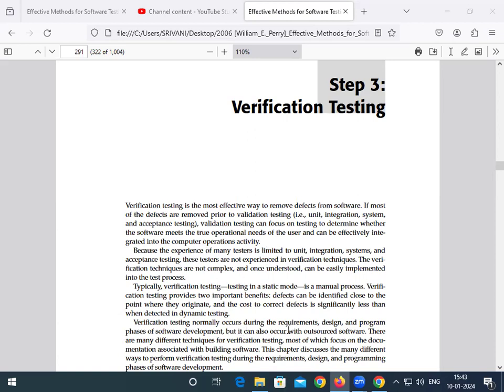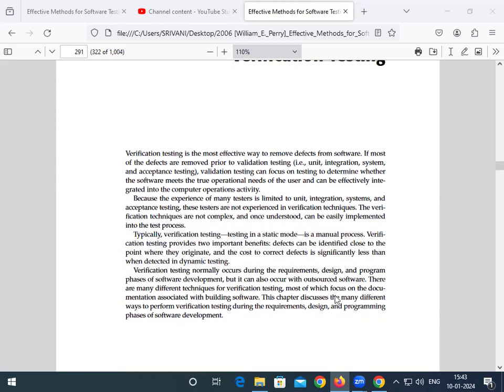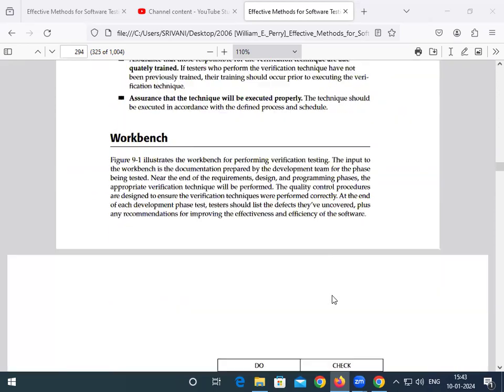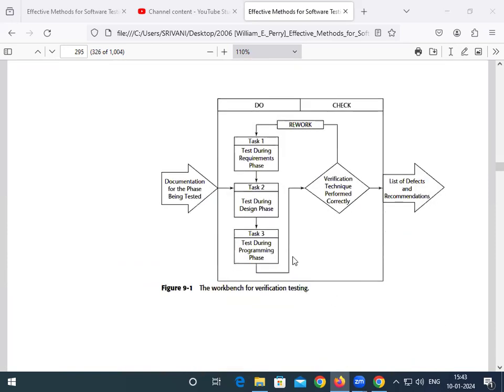The verification testing normally occurs during the requirements, design, and programming phases. There are many different techniques for verification testing, most of which focus on the documentation associated with the software being built. So we go for diagrams and benchmarks, like in the plan, do, and check process. So documentation for the phase being tested here.